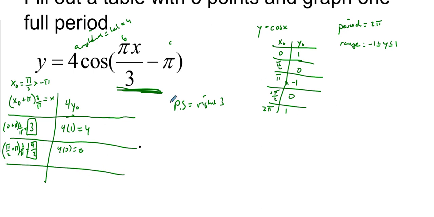Continuing on, we have pi. We can take pi plus pi, which is 2 pi, times 3 over pi, and it's going to give us 6. We're going to have 6 there. And we have -1, and 4 times -1 is going to equal -4.